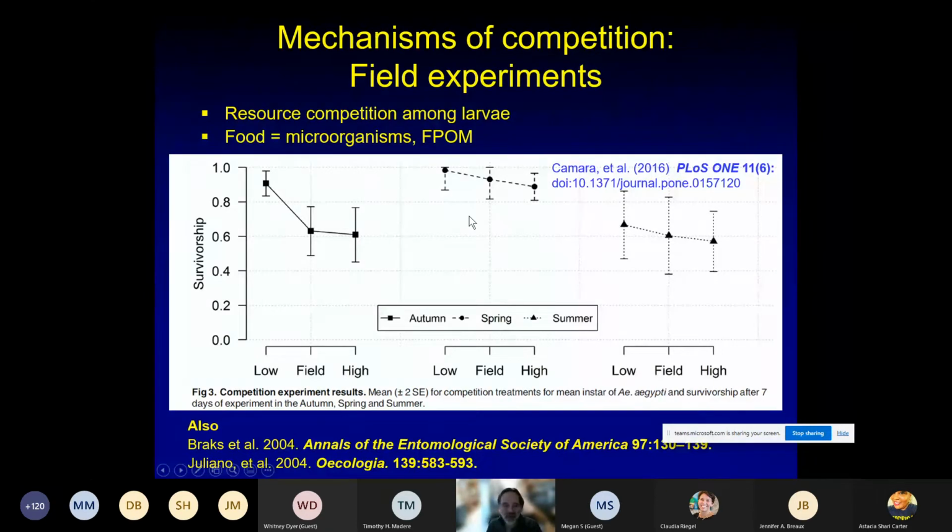And then looked at the production of survivors in the course of this experiment. And the result was a significant impact of competition across this range of typical densities that you might see in the field. And the same was true in 3 different seasons in Rio de Janeiro, autumn, spring, and summer. So it looks like competition among the larvae is pretty important, and Albopictus definitely has a detrimental impact on Aedes aegypti in this circumstance. And there have been other experiments that have shown this as well in other locations.